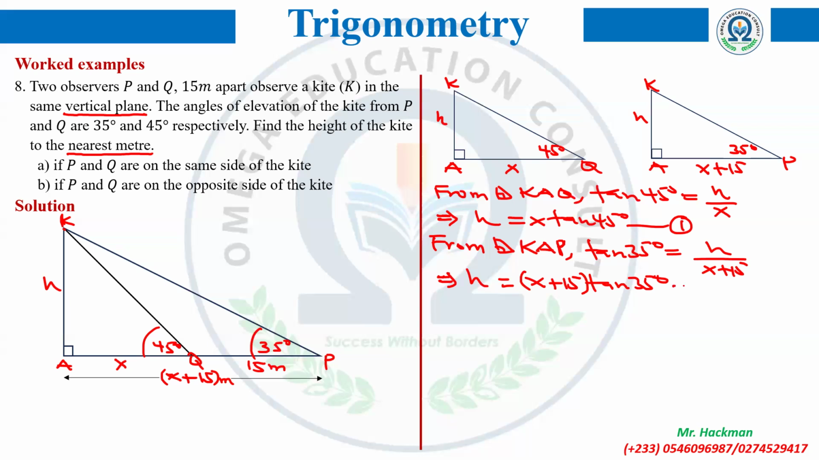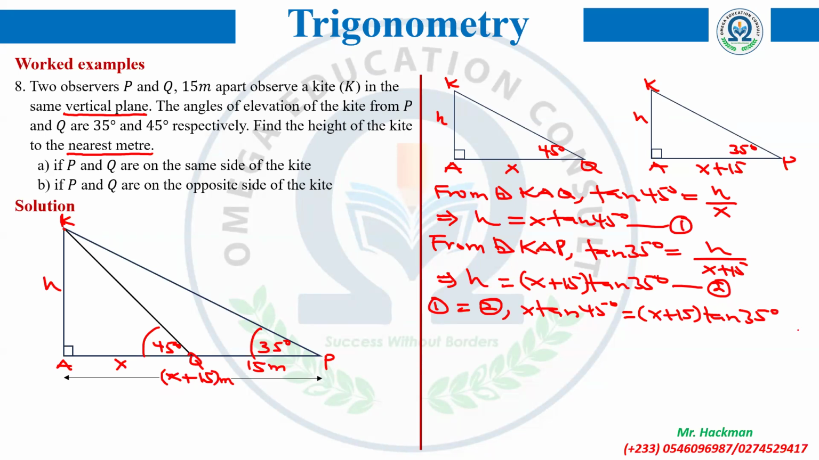Now we've done the needful and we are on track. So we know equation 1 minus equation 1 is equal to equation 2. So this means if h is equal to this, and the same h is equal to that, then this must be equal to that. So x tan 45 degrees is equal to what? x plus 15, all in brackets, tan 35 degrees. We are doing well. We should keep it up.